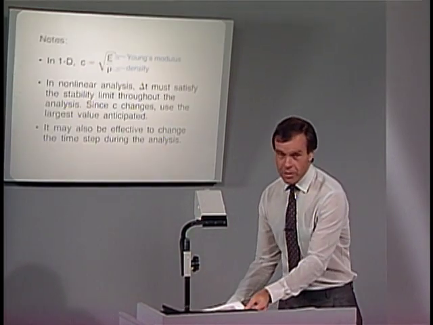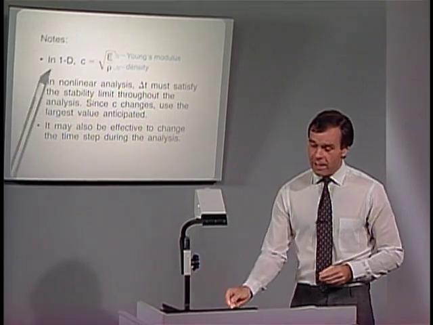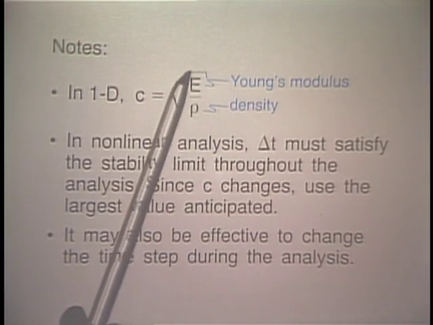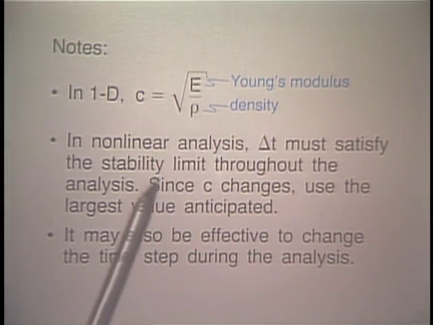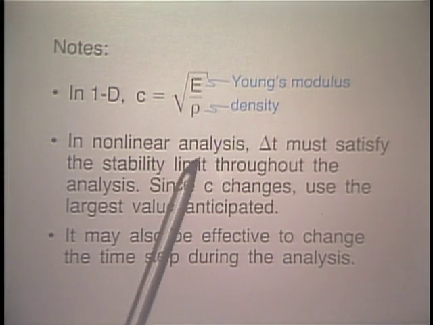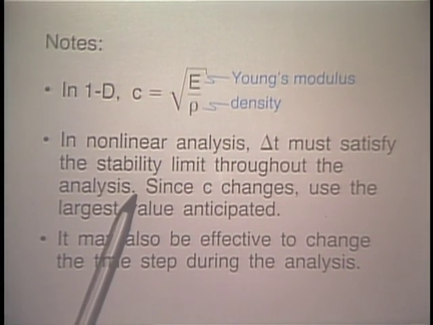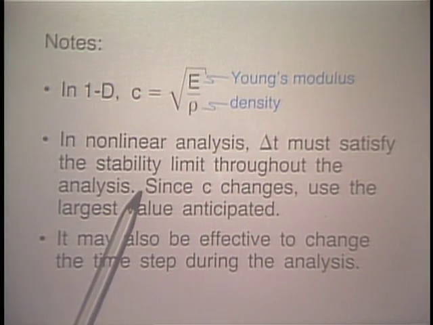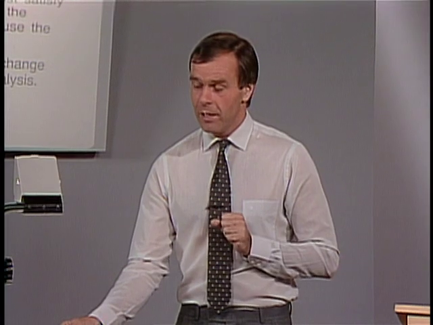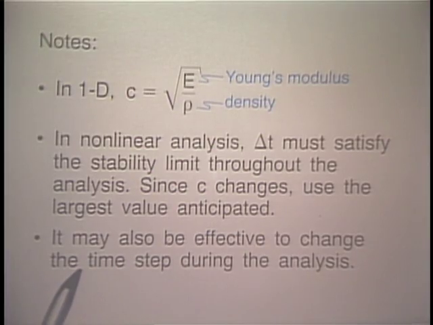Here we have some observations. Note that in 1D analysis, c, the wave speed, is given as the square root of E over rho. I mentioned that already earlier. Notice that in nonlinear analysis, delta t must satisfy the stability limit throughout the solution. This is a very important point, and in the next lecture we will look at an example that demonstrates what happens if you don't satisfy the stability limit throughout the solution. It may also be effective to change the time step during the analysis. Of course, this you would do in a nonlinear analysis typically.